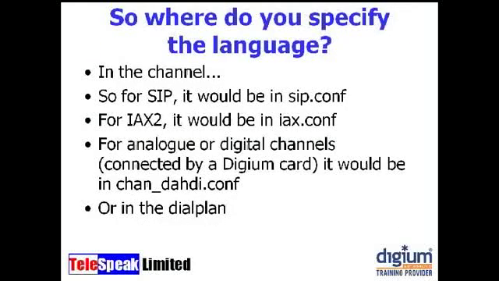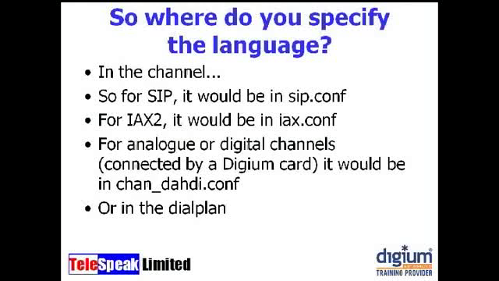Okay. So it's all very well having these things, but how do we actually make reference to them? Well, we can set them in a number of places. The most popular place is in the channel. So in the profile for that individual SIP phone, or in the general section of sip.conf, you can set the language. You can say, whenever anything comes in via SIP, it's English.